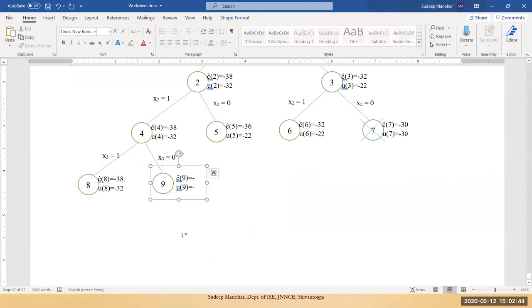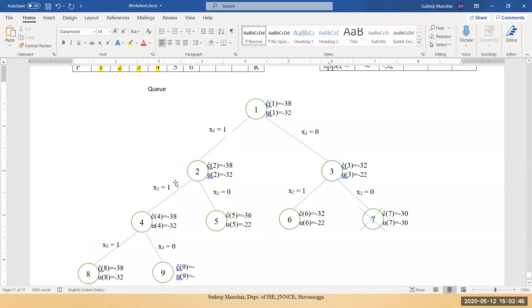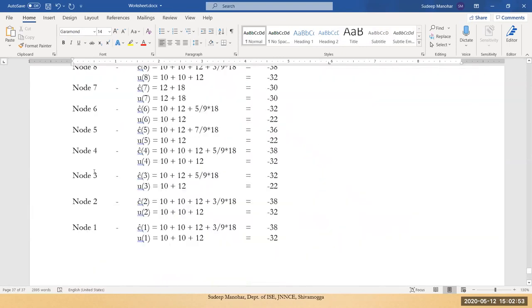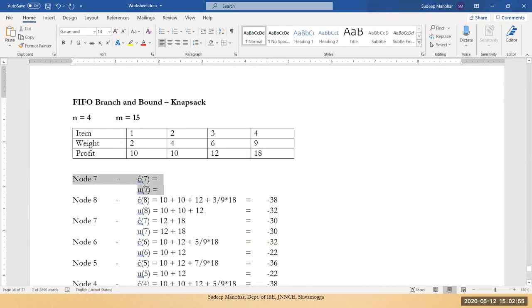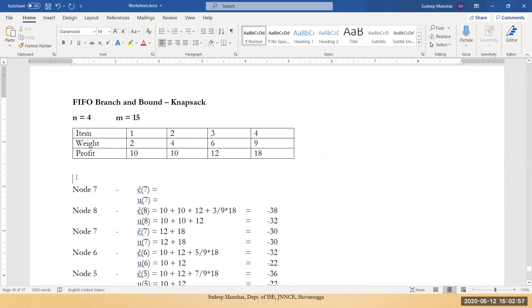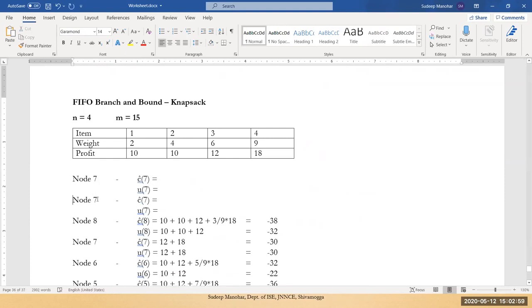Node number 9. What does node number 9 tell? 1, 2 and 3. x3 is 0. 1, 2 you consider, don't consider 3. Don't consider this item number 3. So what happens? 2 plus 4 is 6. 6 plus 9 is 15. You can consider all 3 items full. 10 plus 10 plus 18.